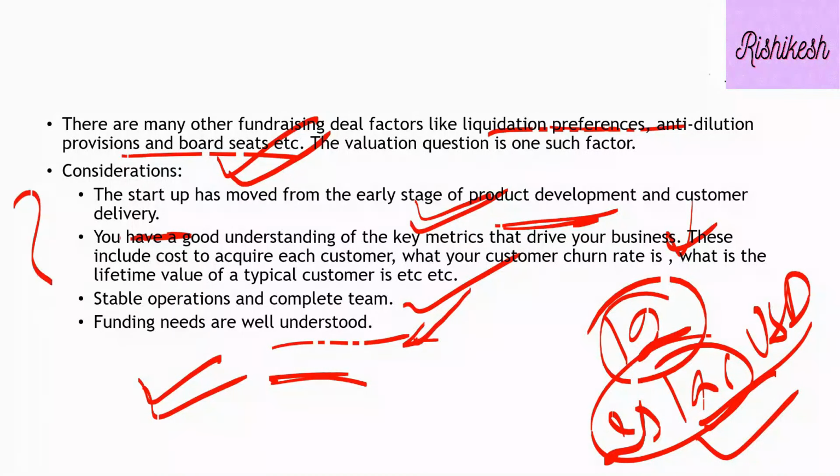So basically, these four things denote only one thing: that your startup should be functional, it should be operational, and you should have key metrics in your hand. Your product should be developed. It should not be at a very early stage if you want to use this method, that is the VC quick method.